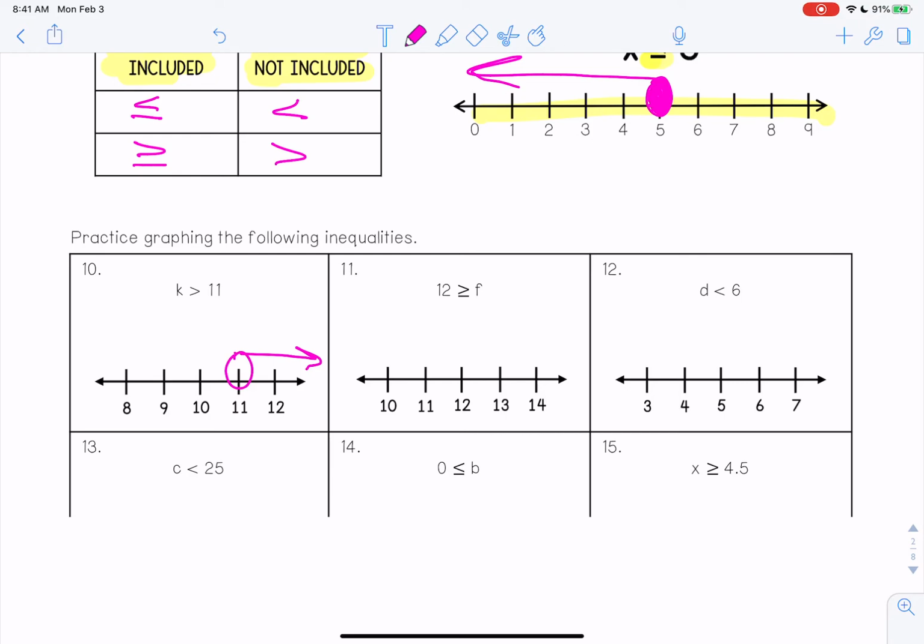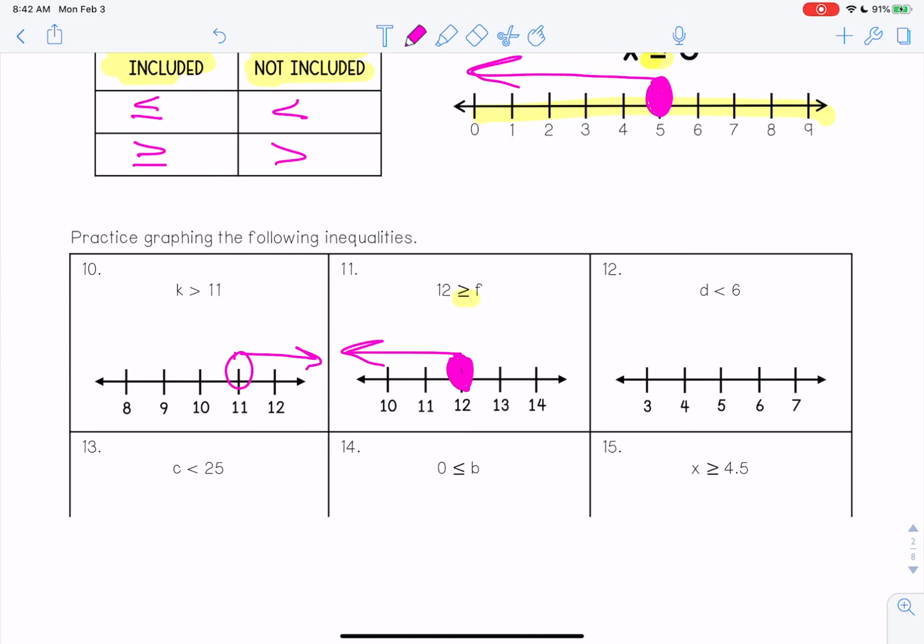For number 11, we have 12 is greater than or equal to f. So now we're going to have the bubble on 12. We have that equal to added on there, so my bubble's going to be filled in. And then I'm going to draw my arrow on all the numbers that are equal to f. And in this case, f is smaller than 12, so my arrow is going to go in the direction of the numbers smaller than 12.